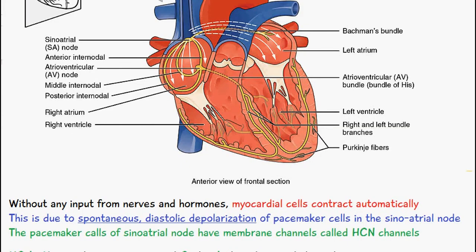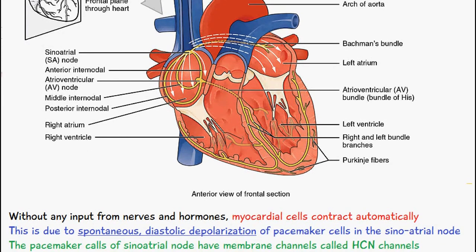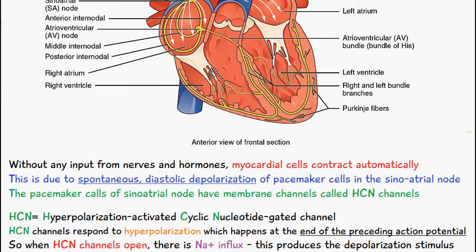So here we have a diagram of the heart, and in terms of the composition of the heart we have myocardial cells, and these myocardial cells can contract automatically, so without any form of input from nerves and hormones or chemical mediators, for example. If these myocardial cells are alive, they will contract automatically.